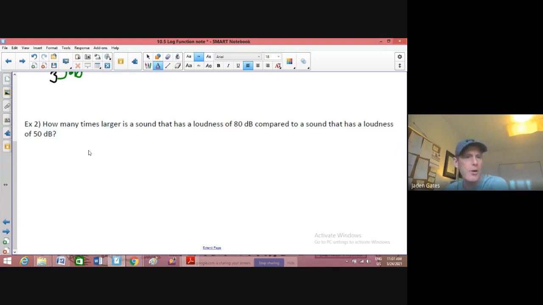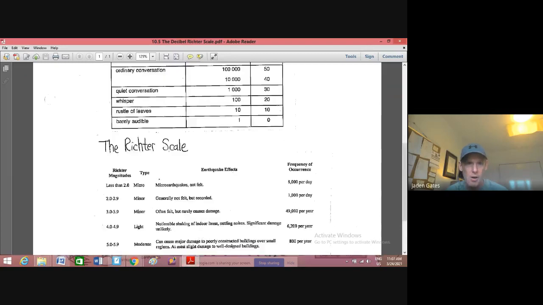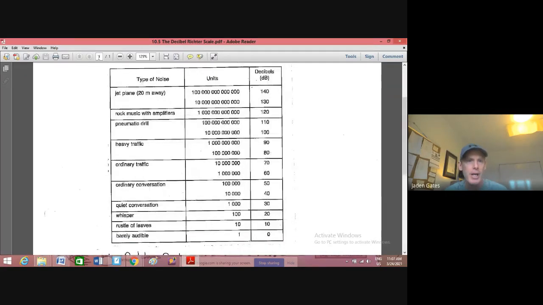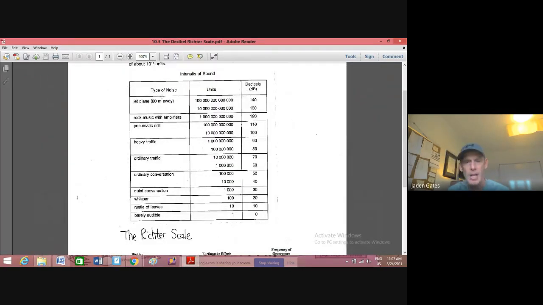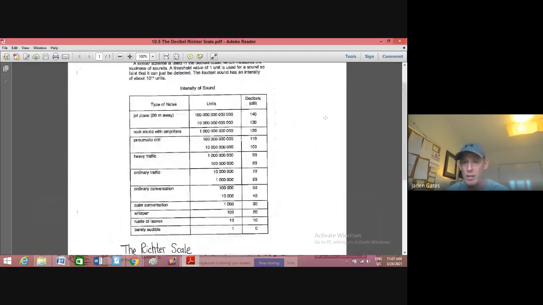And example 2 here is how many times larger is a sound that has a loudness of 80 dBs, for those of you, it's decibels, compared to a sound that has a loudness of 50 decibels. All right, so again, I'm going to go to my scale here, and let's go up. And so here is the decibel scale.